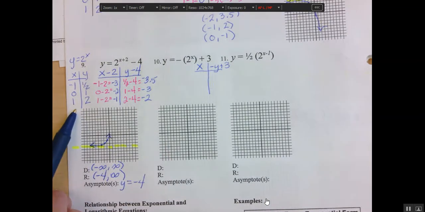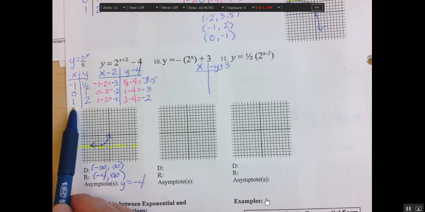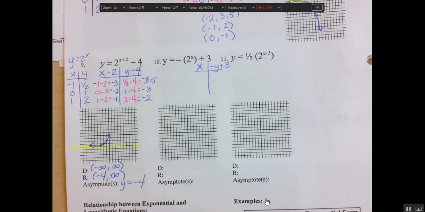If it helps you, you can write out the parent function again, or you can just refer back to this parent function here. Okay? So I'm going to pause for a minute and see if you can try that one and the next one.